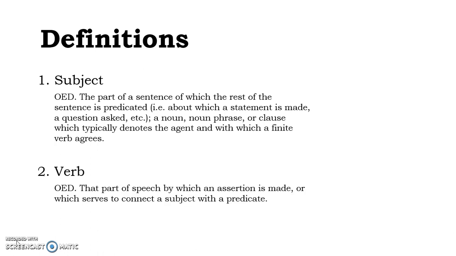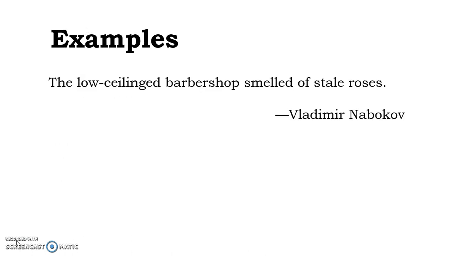The main verb of a sentence is that part of speech by which an assertion is made, or which serves to connect the subject with a predicate. What is the agent doing? What's that action? That's represented by the verb. Let me give you some examples.